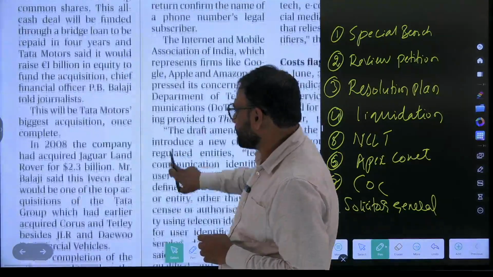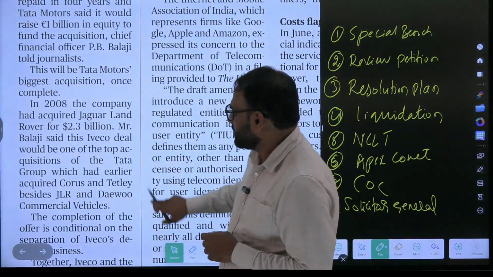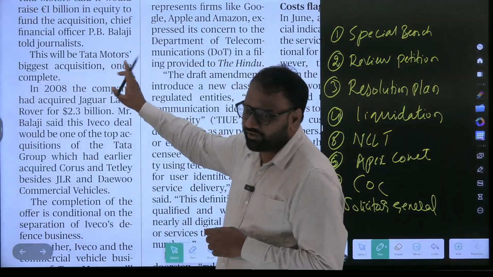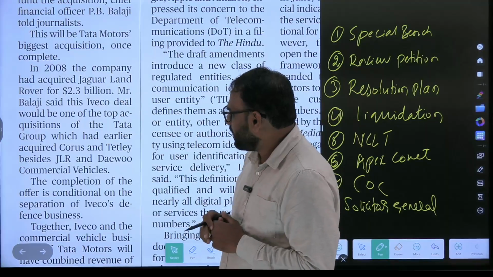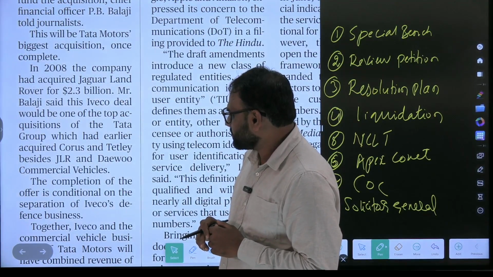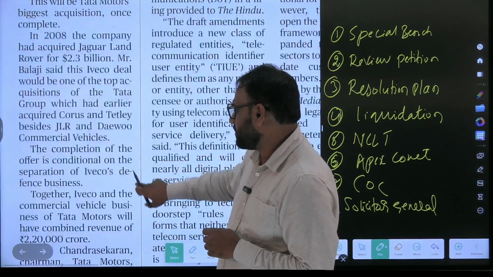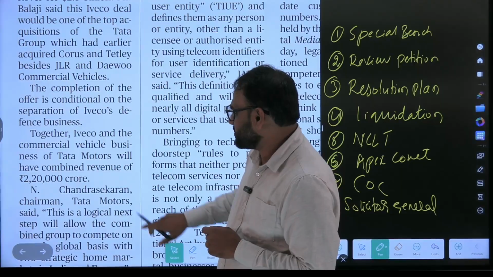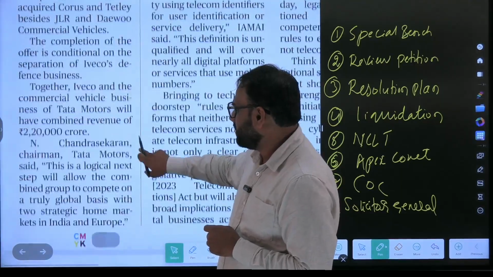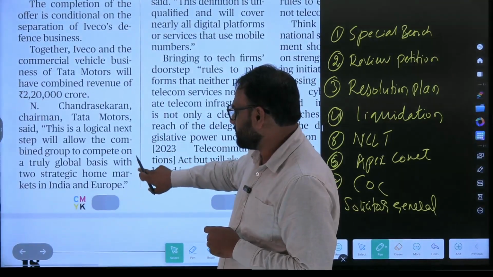this will be Tata Motors' biggest acquisition once complete. So they are not going to ask which is the biggest acquisition of Tata Motors. No. In 2008, the company had acquired Jaguar Land Rover. The Iveco deal is one of the top positions of Tata, which had earlier commercial vehicles. The completion of the offer is conditional on the separation of Iveco's defense business. Together, Iveco and the commercial vehicle business of Tata, this is a logical next.